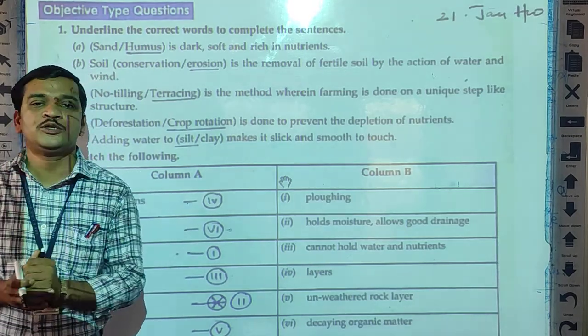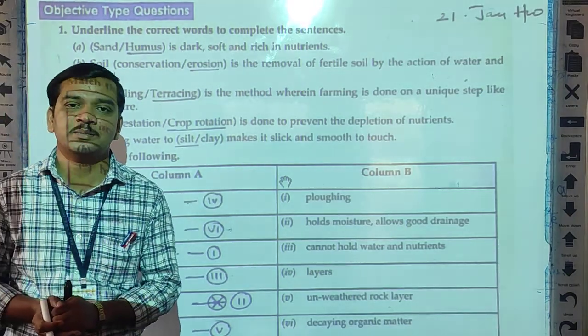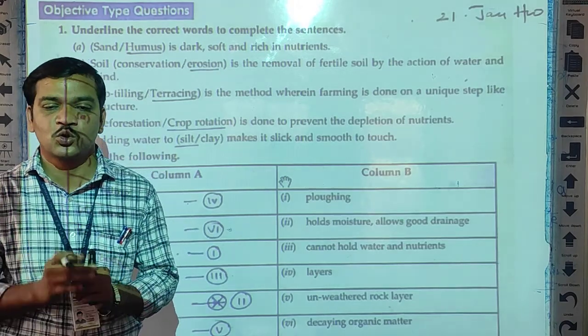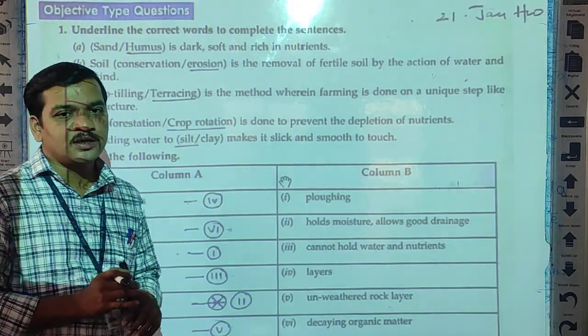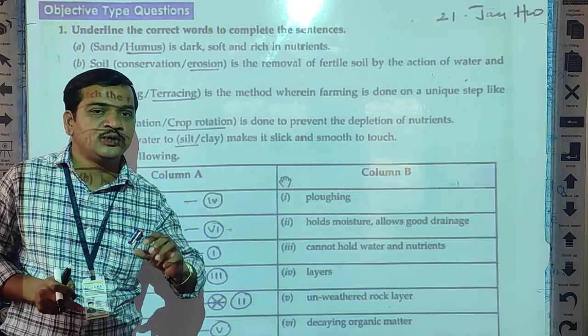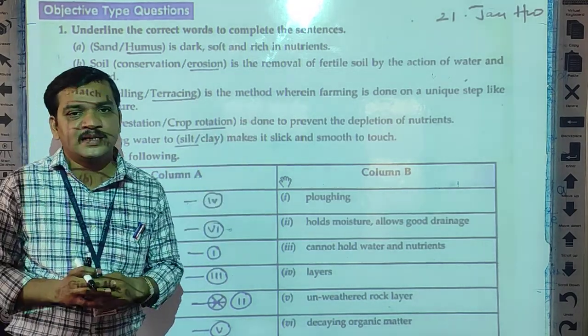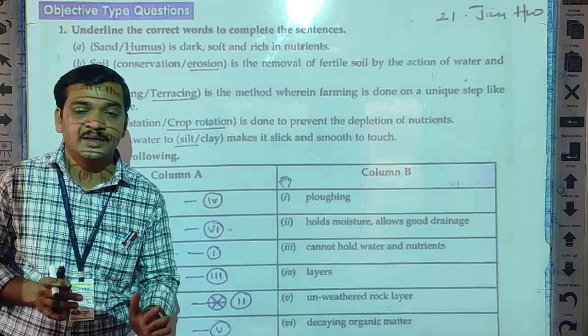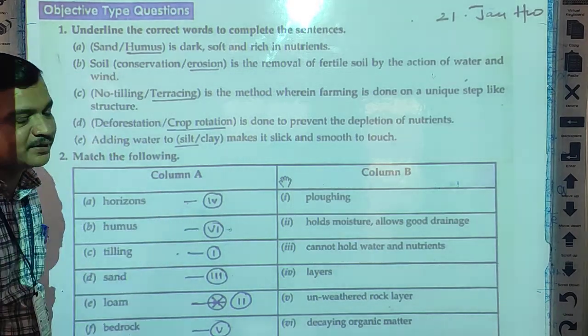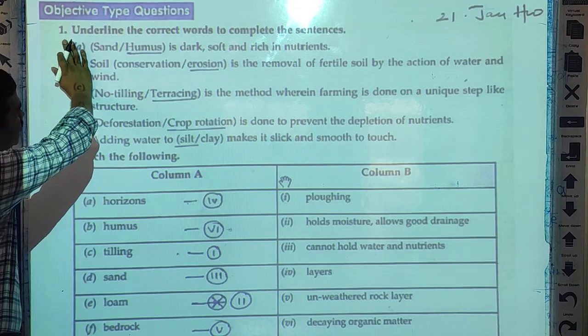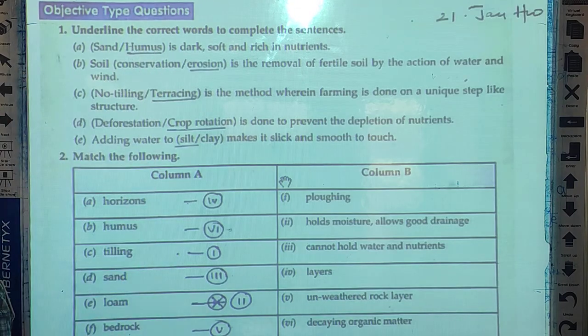Today we are going to solve the exercise of lesson number 13, that is soil. Yes or no, students? I hope you understood all the lesson properly. Before writing these exercise answers, read the lesson properly one more time and then go for the exercise. Let us see the first question, an objective type question.